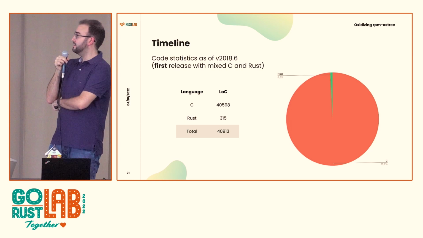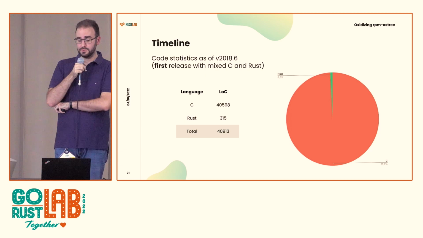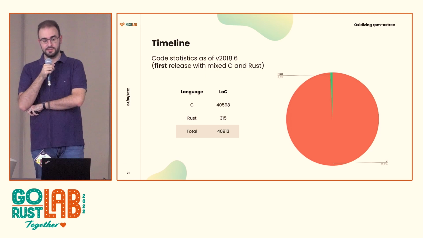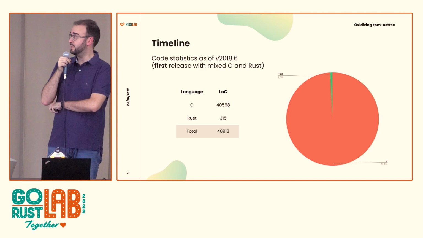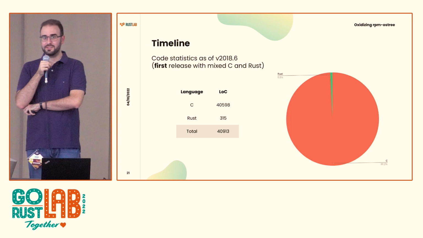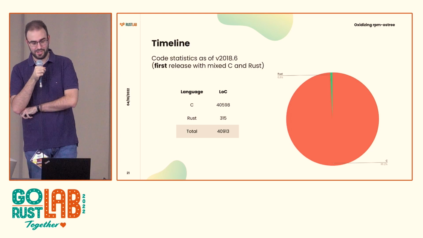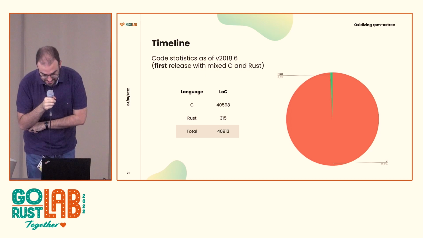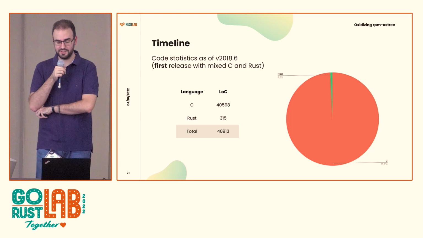And instead, this is the timeline from the point of view of the code base. In 2018, as I told you, there was one first release where we started adding some Rust code optionally. It was more or less 300 lines of code. It gets basically lost in this pie chart, but if you can see the number, it's 0.8%. But it was a start. We started experimenting a bit.